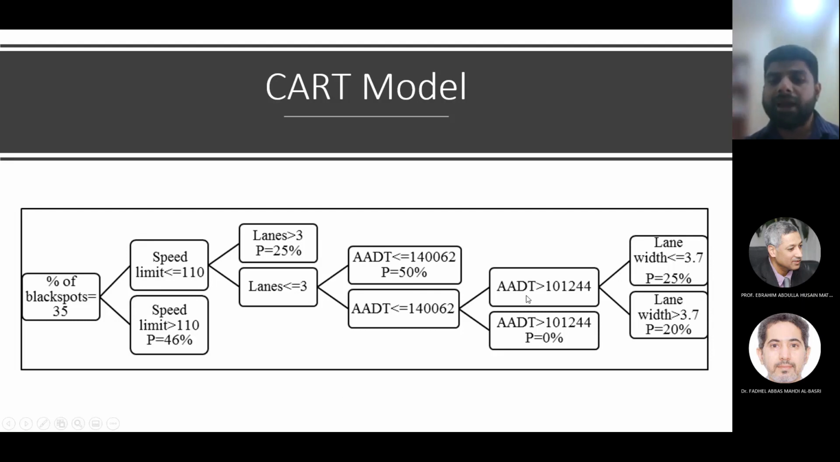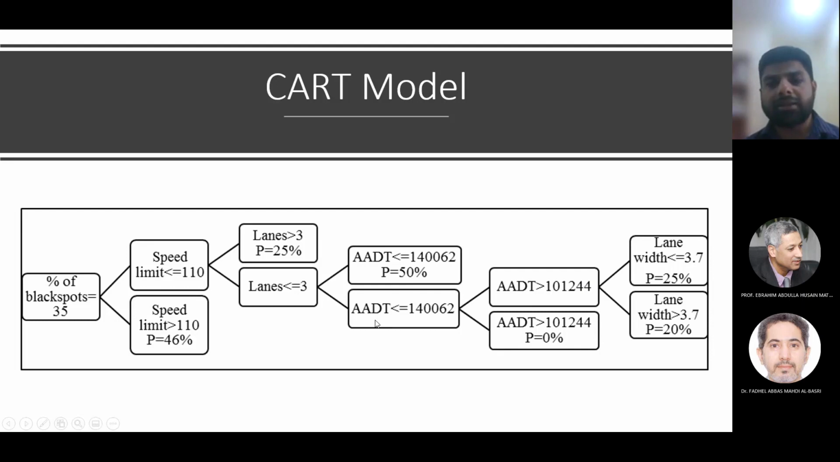Similarly, if you have a value which is more than this, then the lane width plays a part here. If the value is more than this value, up to this value, then the lane width plays a part. If the lane width is lower, then the chance of being a black spot is higher, and this is also confirmed by the literature, where narrow lanes increase the chances of crashes. The most important feature is the speed limit. Higher speed limits tend to increase the chances of the segment becoming a black spot, and vice versa.